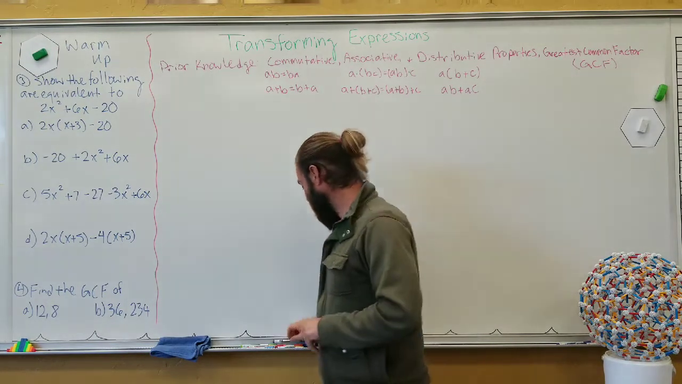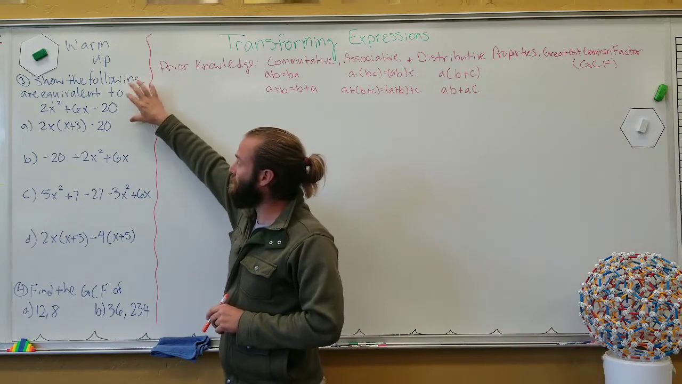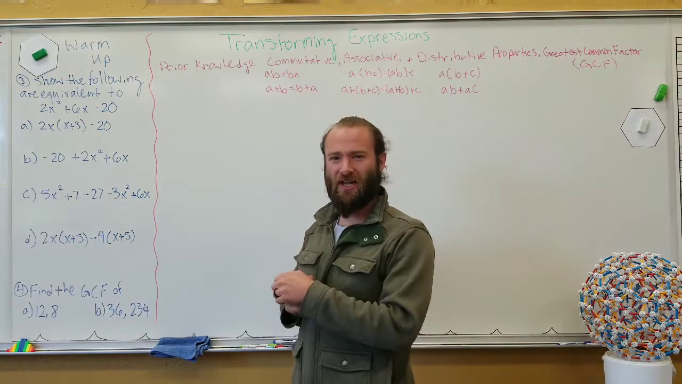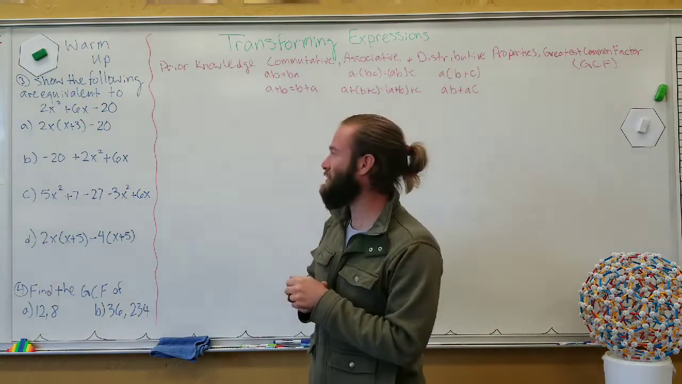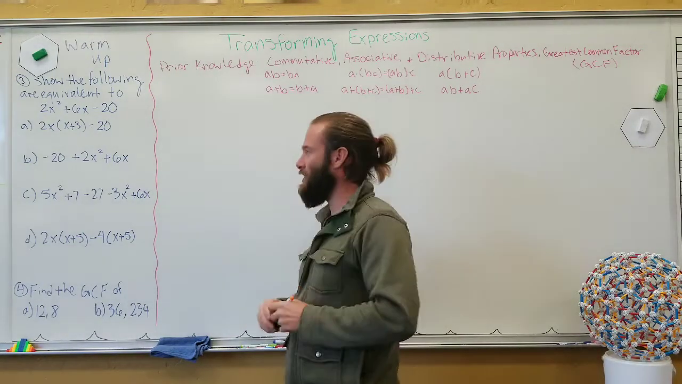Okay, so I'm assuming you've gone through and looked at that. Let's go ahead and do these together. So number 3, show the following are equivalent to 2x squared plus 6x minus 20. You probably recognize that from our other warm-ups that we just did. So I'm just recycling this one because we can see that it shows many ways, right?